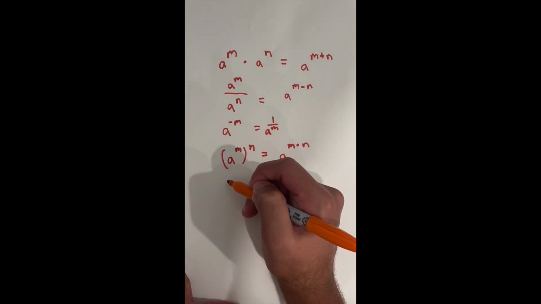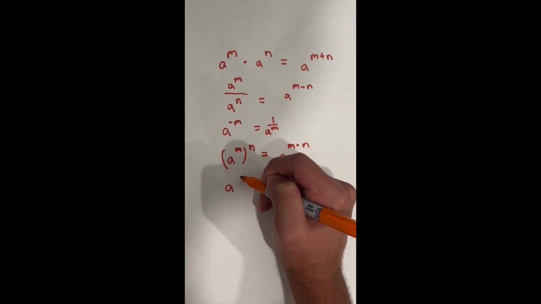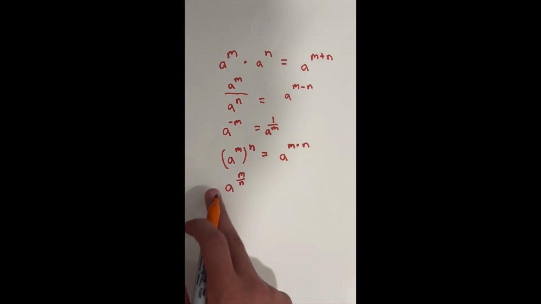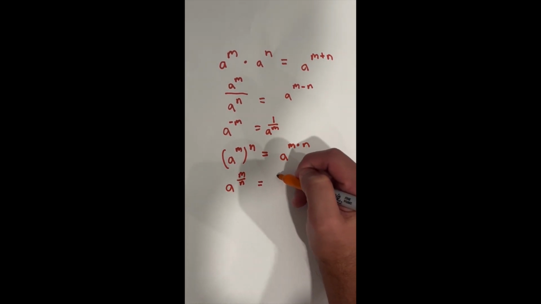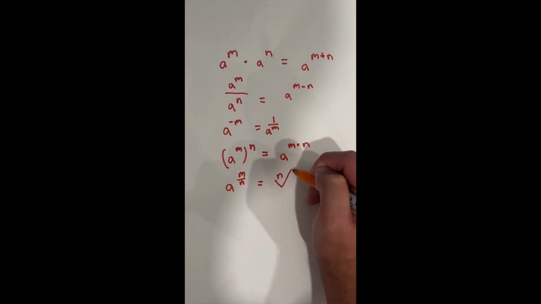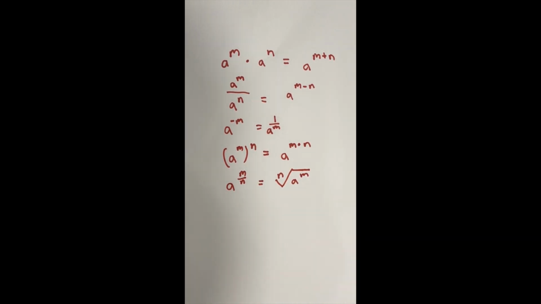The last one you need to know is square roots. To do a square root, you're going to have a fractional exponent. So this can be a to the power of m over n. M is going to be the exponent, and n is going to be the root. So you're going to get the n-th root of a to the power of m.